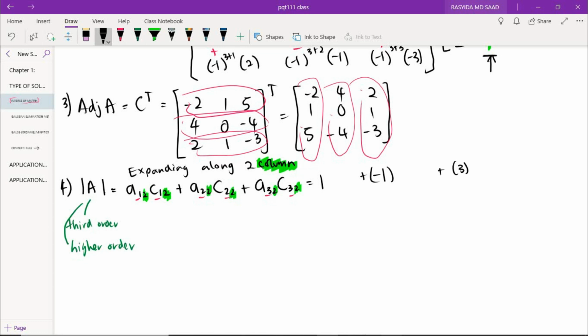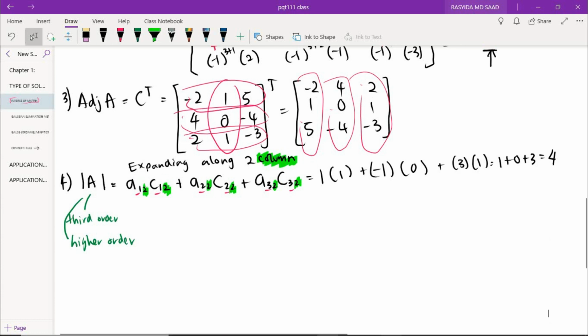As for our cofactor, you can see it here. This is before we transpose, so we can use this one. So 1 times 1, plus 0, plus 3. So it will be 4. This is the value of our determinant.